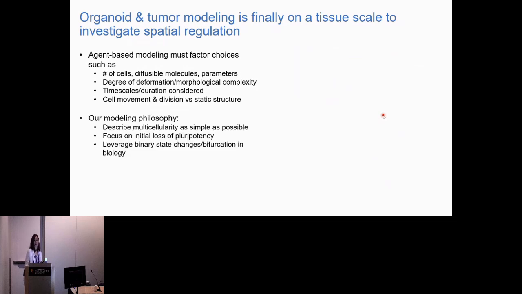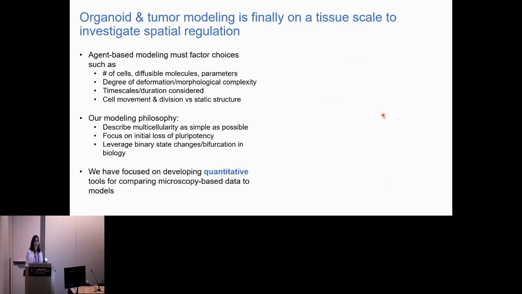And that kind of gets back to the timescales of interest. And so our philosophy has been to really describe multicellularity as simple as possible. So you can think of this as a top-down approach. Start with a very high-level, simple description and build in more and more processes as necessary. So we focus on the initial loss of pluripotency as a very good stage for doing this, because that change from OCT4 positive to OCT4 negative transcriptional status is very, very sharp in its transition. And you can almost think of that like a binary state change.